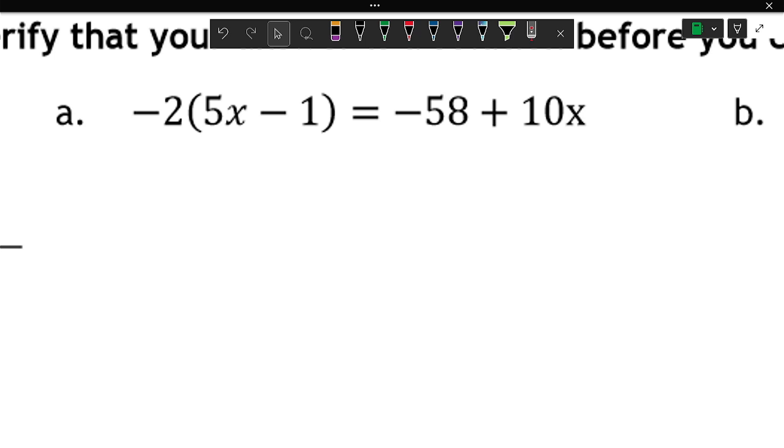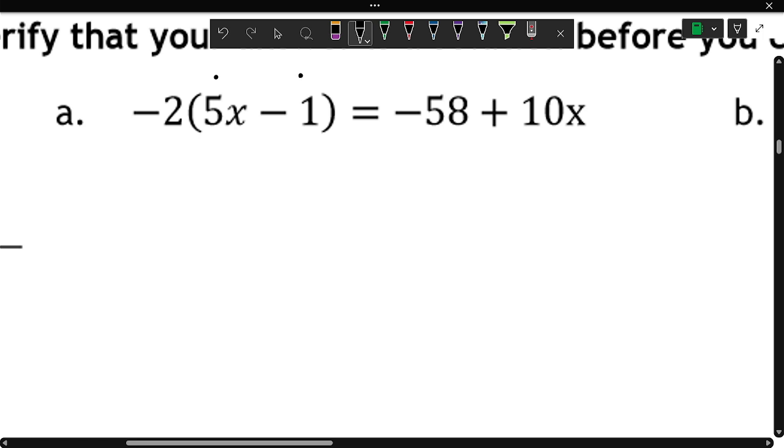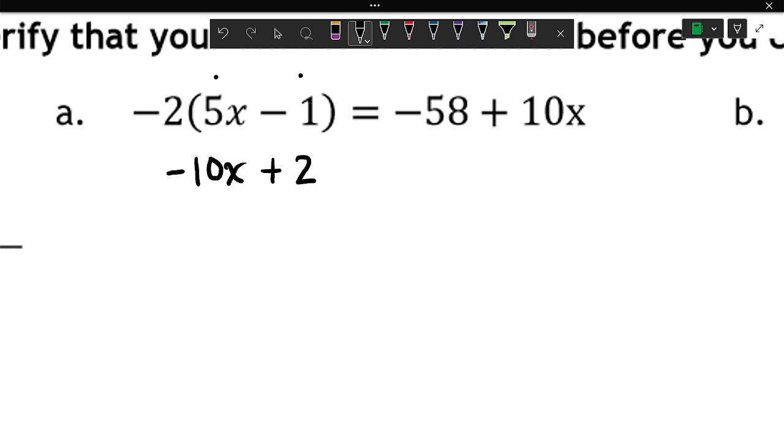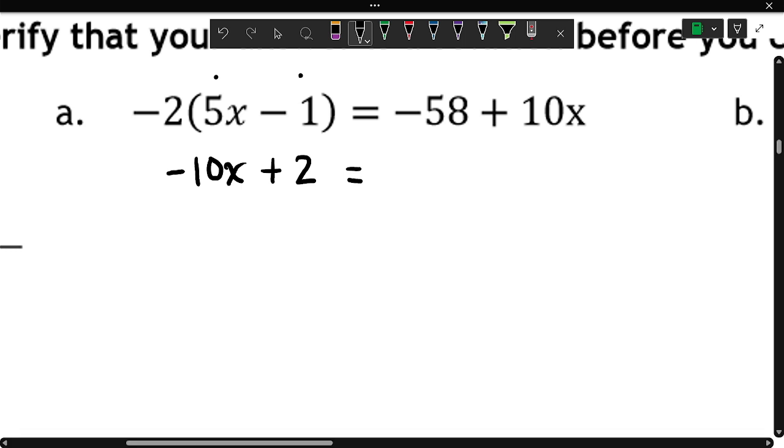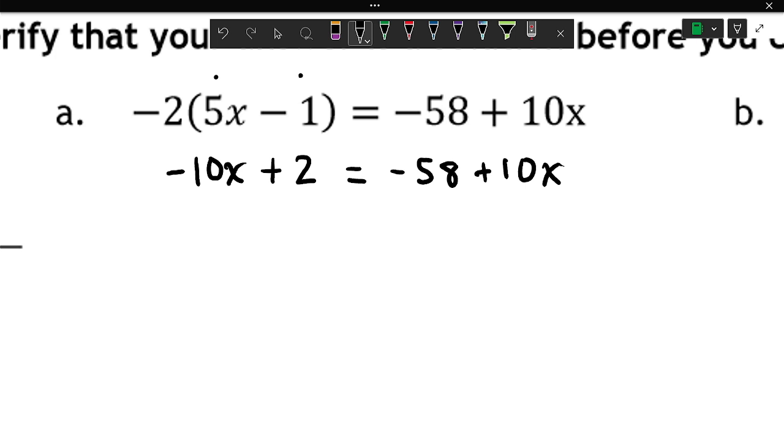As I look at this, I'm going to begin with a rewrite of the left-hand side. And I'm going to multiply both of these terms that are inside of the parentheses by the number negative 2. So this left-hand side is going to become negative 10x plus the number 2. Because negative 2 times negative 1 would be positive 2. And over on the right-hand side, I've got negative 58 plus 10x. So that was just a rewrite of the left-hand side only.